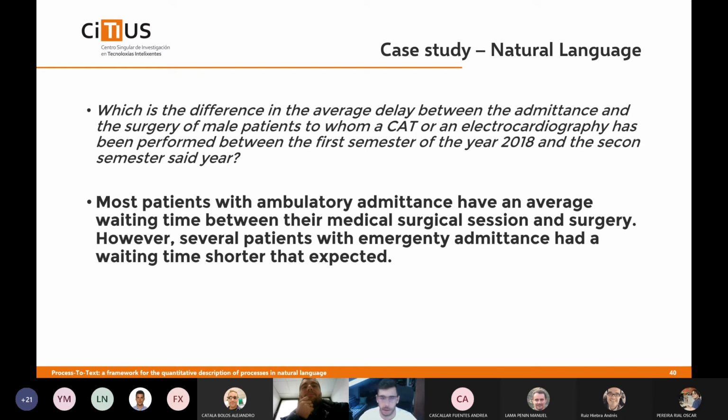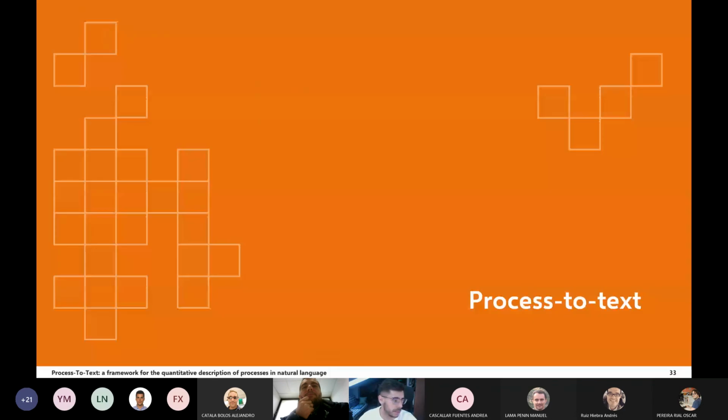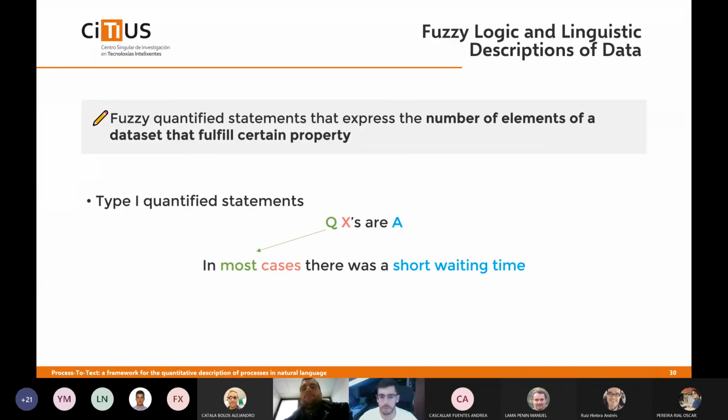Here, this is one of the deviance protoforms that we propose. That is a composition between two type 2 protoforms, but instead, we could compose a type 1 that, instead of saying, like in this case, short waiting time, said simply the expected value, like the expected value is 35 days, because this is a value known in the domain or known in the process or whatever.